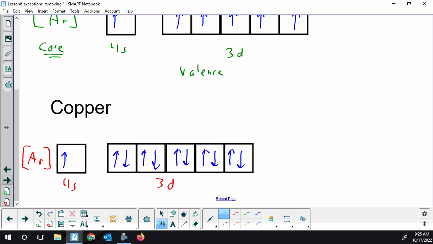You have to be aware of these two fill order exceptions. These are hard to predict, but a few lessons ago, you saw a fill order, something like 1s, then 2s, then 2p. Sometimes these fill orders are really close in energy. Depending on the particular atom, the energies can be so close that it causes electrons to flip from one to the other because they become almost the same energy.